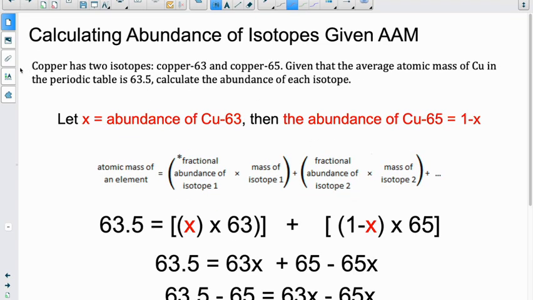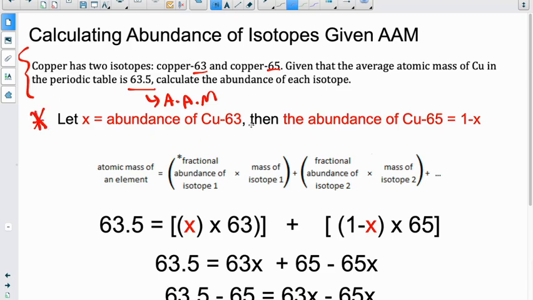In this case, the question says that we're dealing with copper, which has two isotopes, copper 63 and copper 65, and they have also given you the mass of copper, which is listed in the periodic table, 63.5. This is the average atomic mass. In our previous example, we were finding the average atomic mass. Here, you are given the average atomic mass, and you're given the masses of each isotope, and I'm asking you to find their abundance. Now, here's the key thing to remember here.